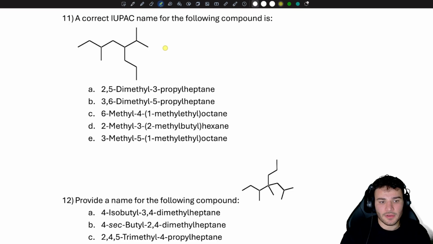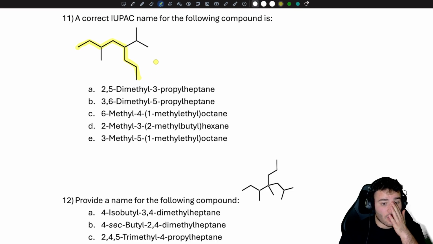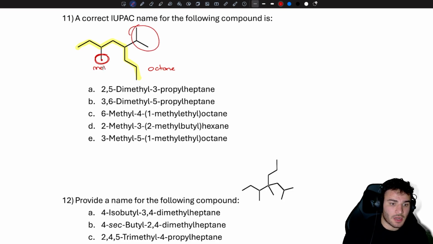Okay, question 11. Let's again find our parent chain. 1, 2, 3, 4, 5, 6, 7. Okay, that's an option. 1, 2, 3, 4, 5, 6, 7, 8. So 8 carbons is probably going to end up being our longest chain. And so that's octane. And so now if we wanted to circle our substituents, we would end up with 1.